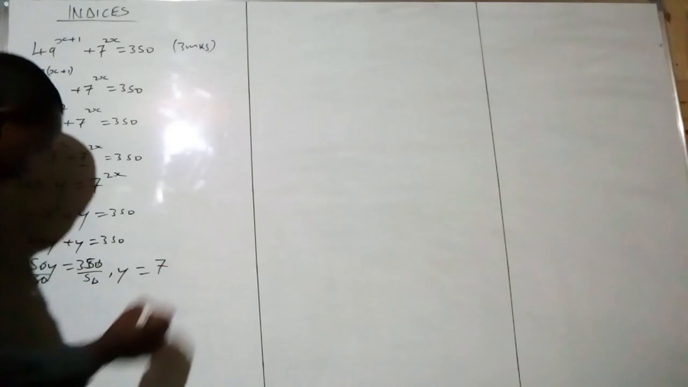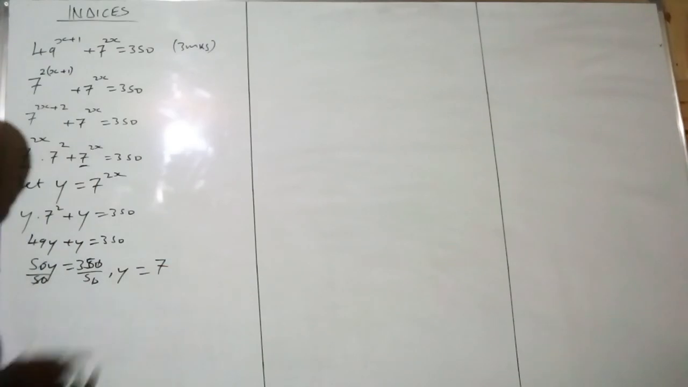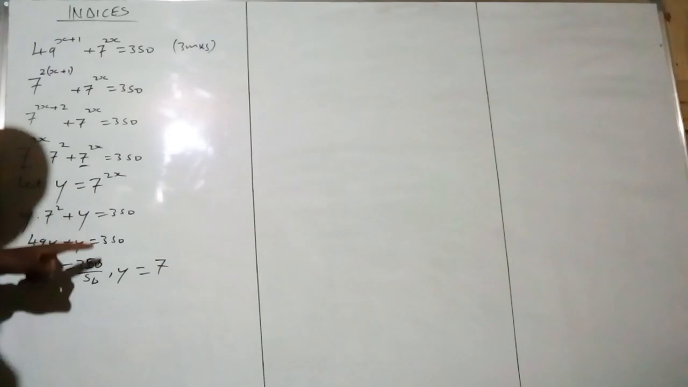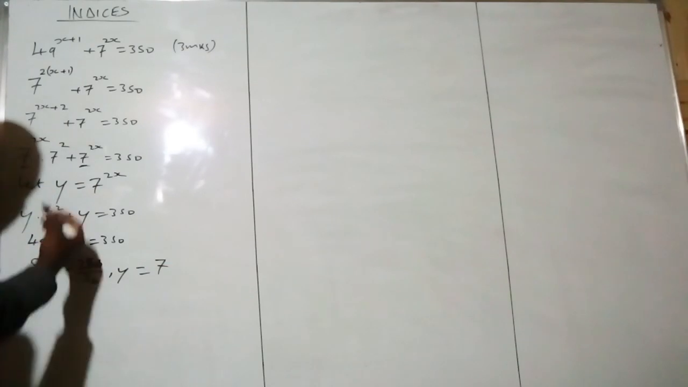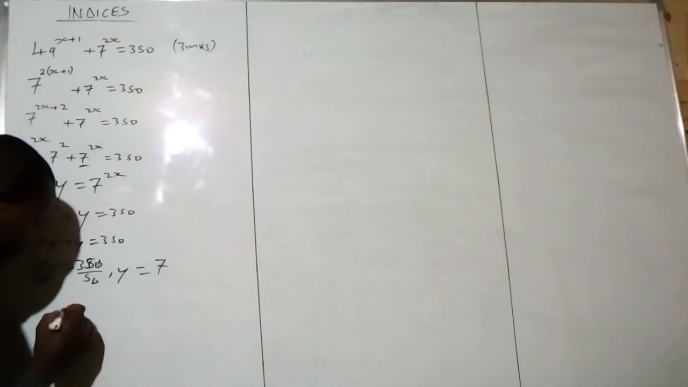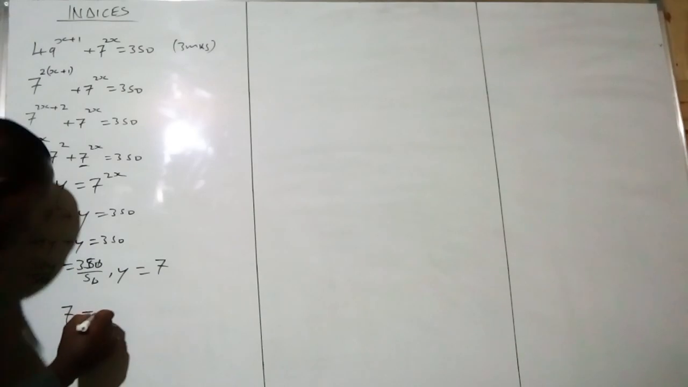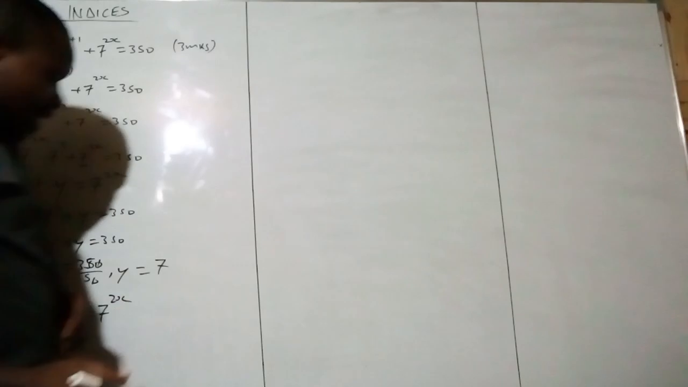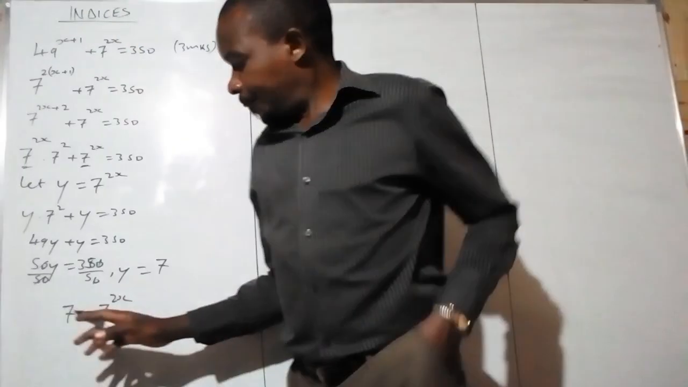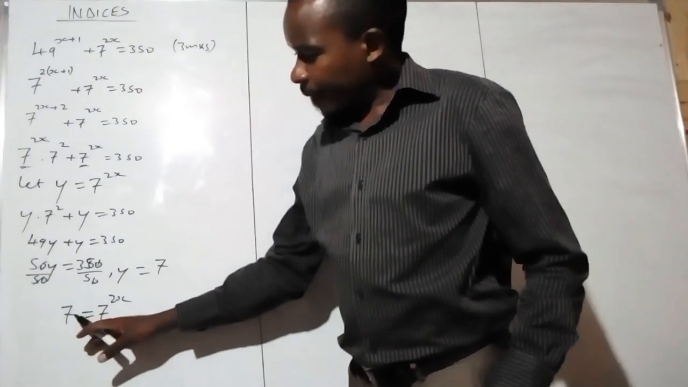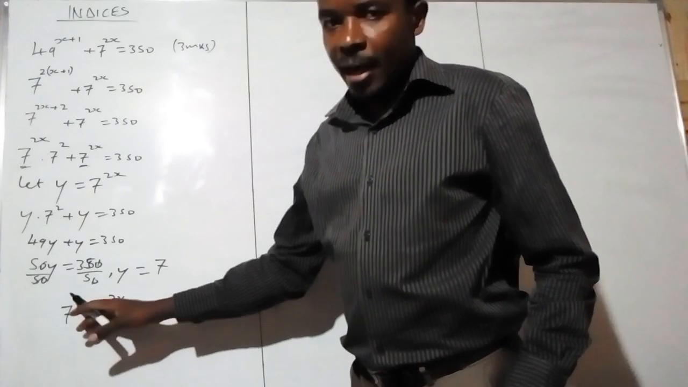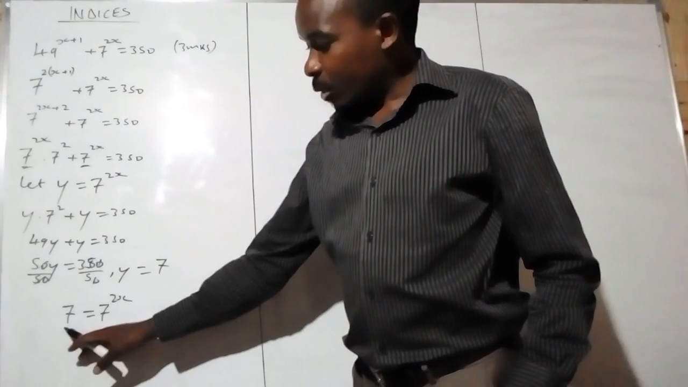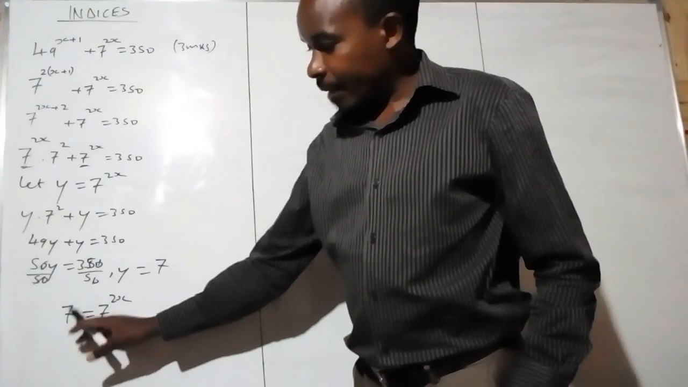But y is equals to 7 is not the answer. You come here and substitute because we had said let y be 7 is power 2x. So this y is 7, and 7 is equals to 7 raised power 2x. But 7, if you are given 7 and 7 is power 1 means the same thing. Under indices, you are not supposed to write it as 7 alone, but 7 is power 1 there.